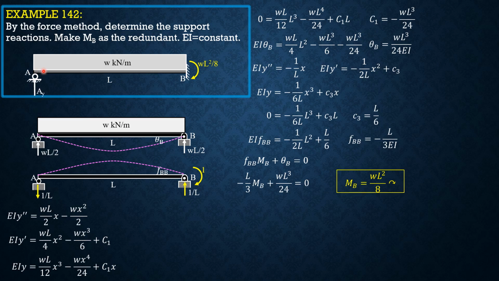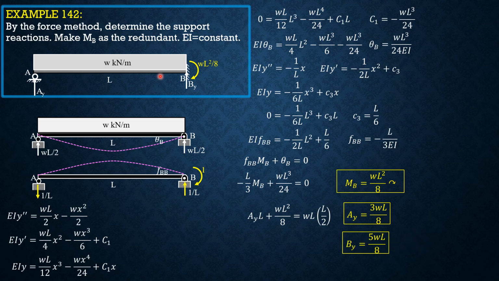We can now compute RA or AY and BY. So summation moment at B equals 0, AY times L plus WL square over 8 equals W times L over 2. So that means AY equals 3WL over 8. Then we can also compute BY, 5WL over 8, or simply summation of forces in Y, WL minus 3WL over 8 is 5WL over 8. So that's it for this problem.